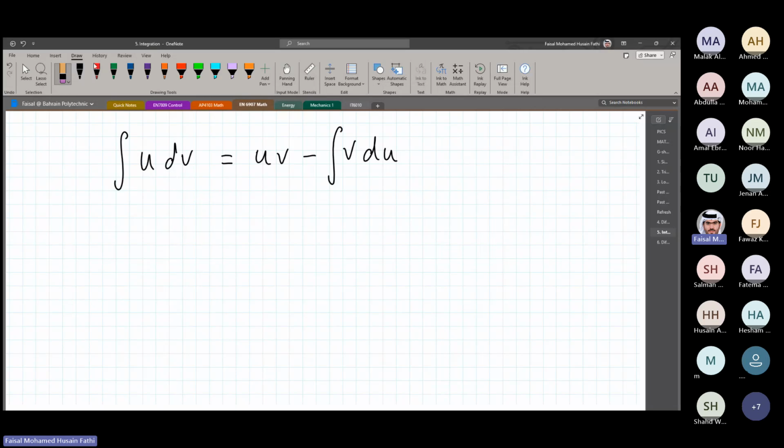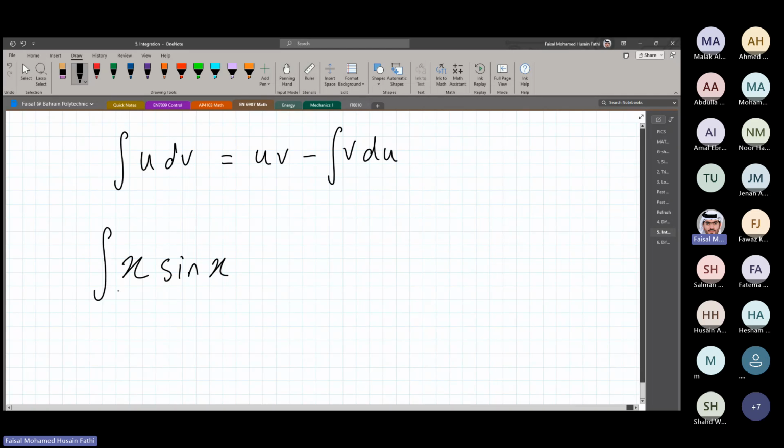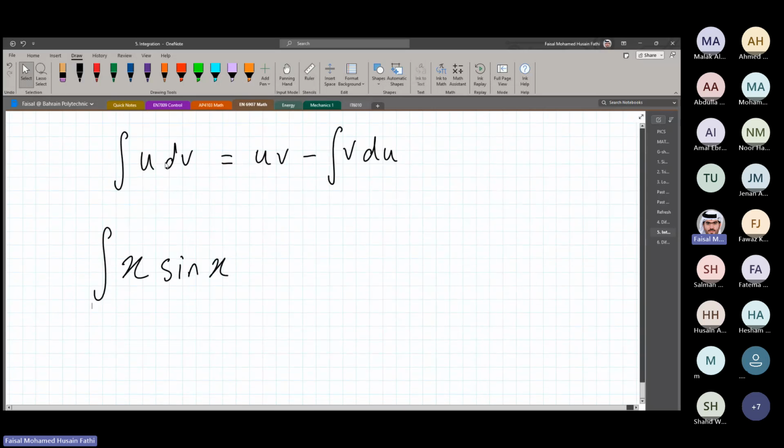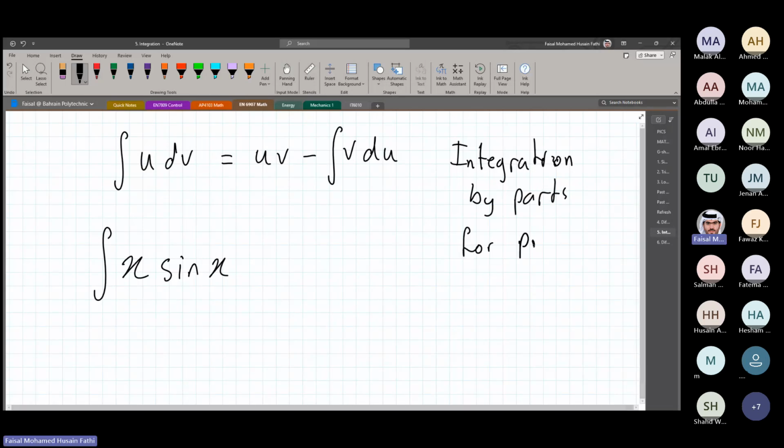Suppose a simple expression like x times sine x. We want to find the integration. Remember in the product rule, when did we use it? When we had a product, multiplication between two variables. Exactly the same thing for integration by parts. Integration by parts is what this is called. It's for products.